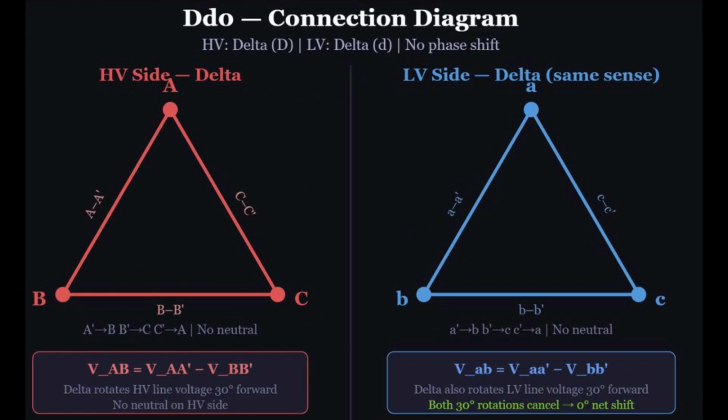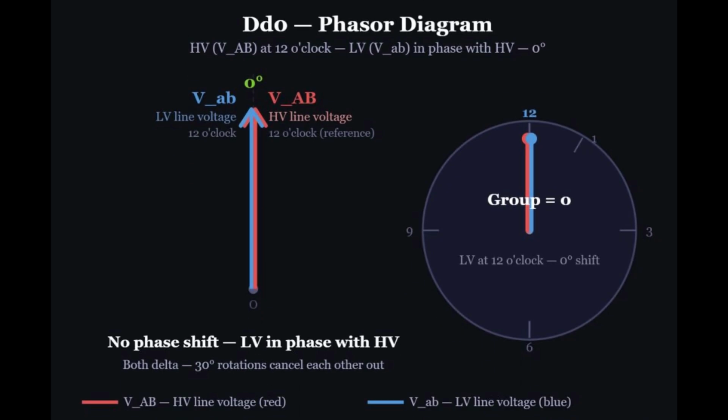Now let's move to Dd0. Here, both sides are delta. The high voltage delta uses the same closed loop as Dy11: A prime to B, B prime to C, C prime to A. The low voltage delta is identical: A prime to B, B prime to C, C prime to A. Because both sides use the same delta arrangement and the same connection sequence, the line voltages on the high and low sides end up in phase with each other. There is no net phase shift.